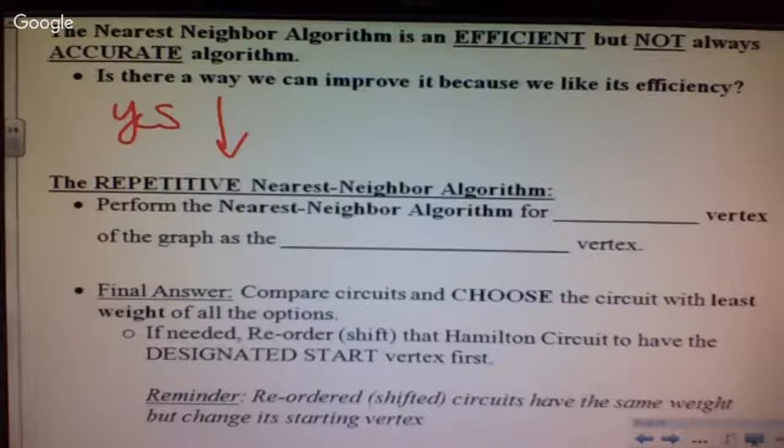So, perform the nearest neighbor algorithm for every vertex. Instead of doing just nearest neighbor from A, we're going to do it from A and get one, then move on and do it from B and get one, and C and get one, and keep going. Once you've done them all, where every vertex of the graph is the starting vertex, you're going to pick the shortest one as your final answer.